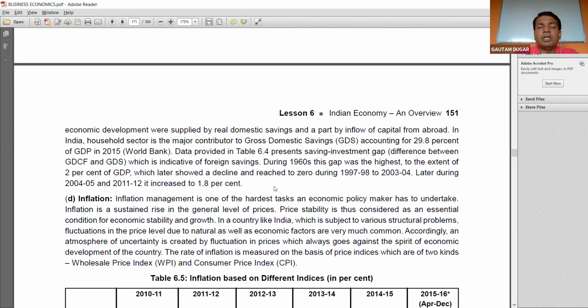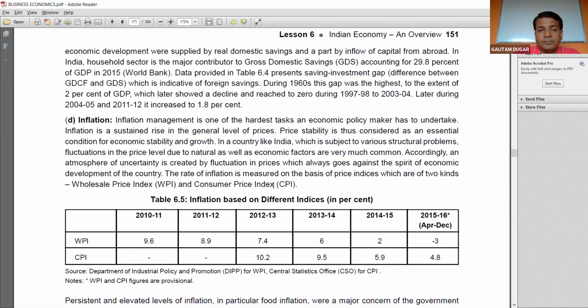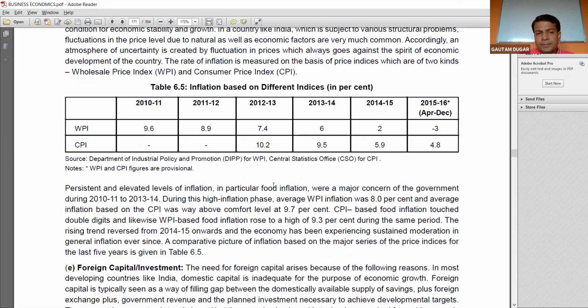Inflation is constantly increasing in India. Inflation is a constant rise in prices. You must know what is WPI, what is CPI. WPI is Wholesale Price Index. CPI is Consumer Price Index. Just know the full forms basically.